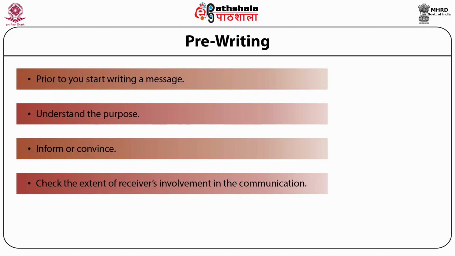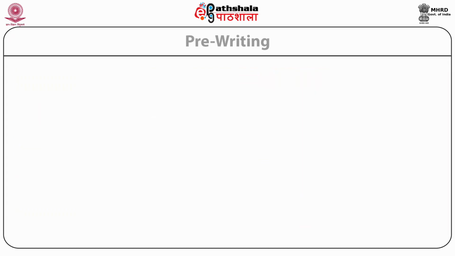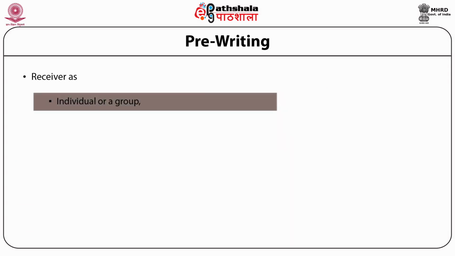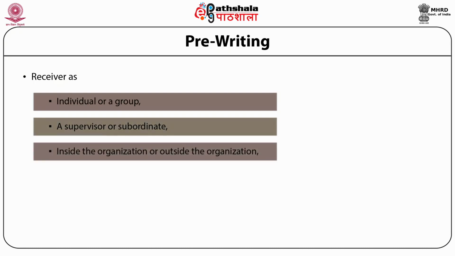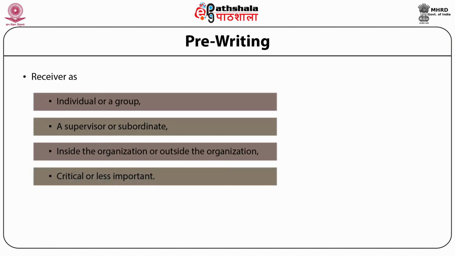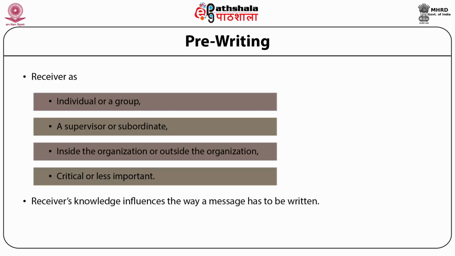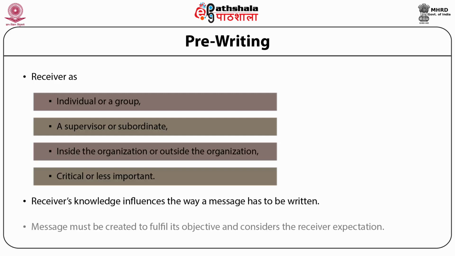So, it is very important to know about the receiver. Whether the receiver of your message is an individual or a group, a supervisor or subordinate, inside the organization or outside the organization, critical or less important. A clear understanding about the receiver of the message highly influences the way a message has to be written. It is also important to understand that your message must be created in a way that it fulfills its objectives and considers the receiver's expectation.